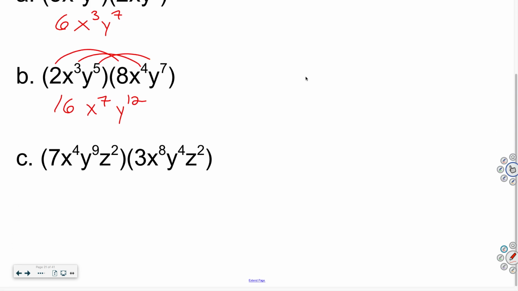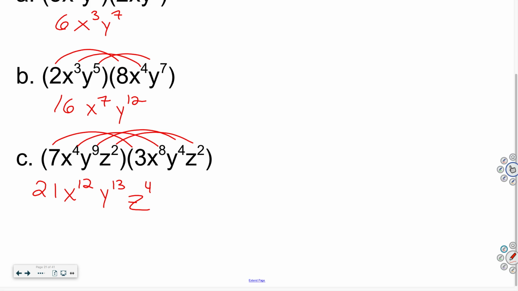Last one, we have 3 letters to deal with here. Again, nothing floating above the parentheses, so we can go right into it. 7 times 3, 21. x to the 12th, y to the 13th, z to the 4th. So 21x to the 12th, y to the 13th, z to the 4th. Good?